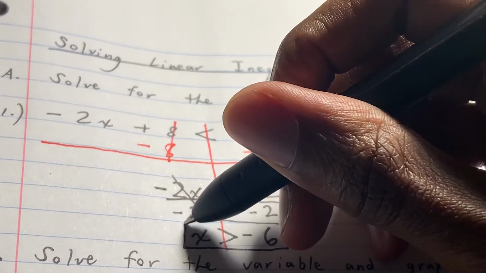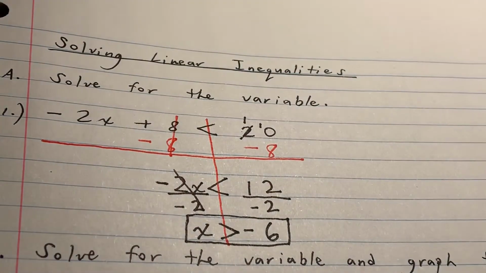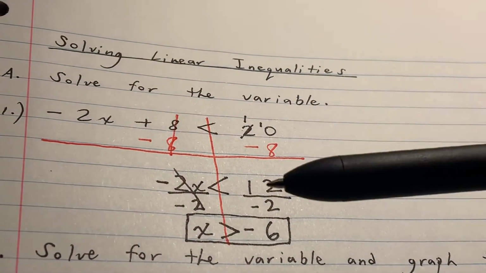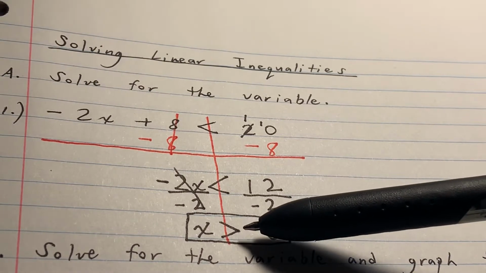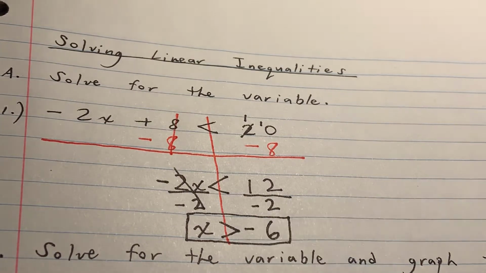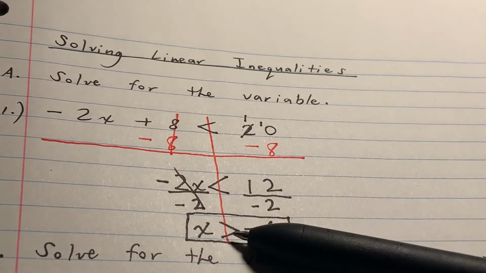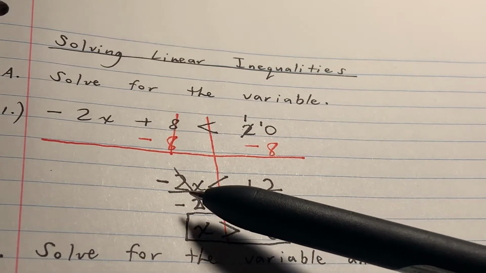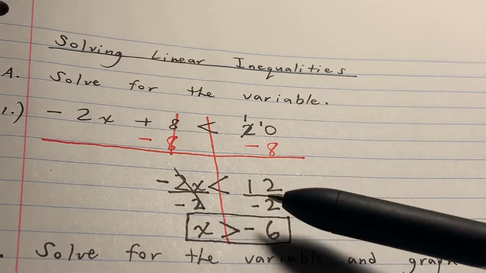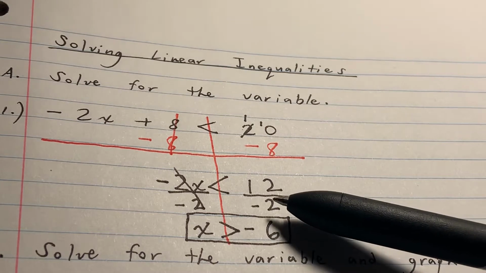Now, I want to make that very clear. Please pay attention. Do you flip the inequality symbol all the time? Absolutely not. Okay? We do not flip it all of the time. We only flip it when, on my last step, I divide both sides by a negative, or multiply both sides by a negative.